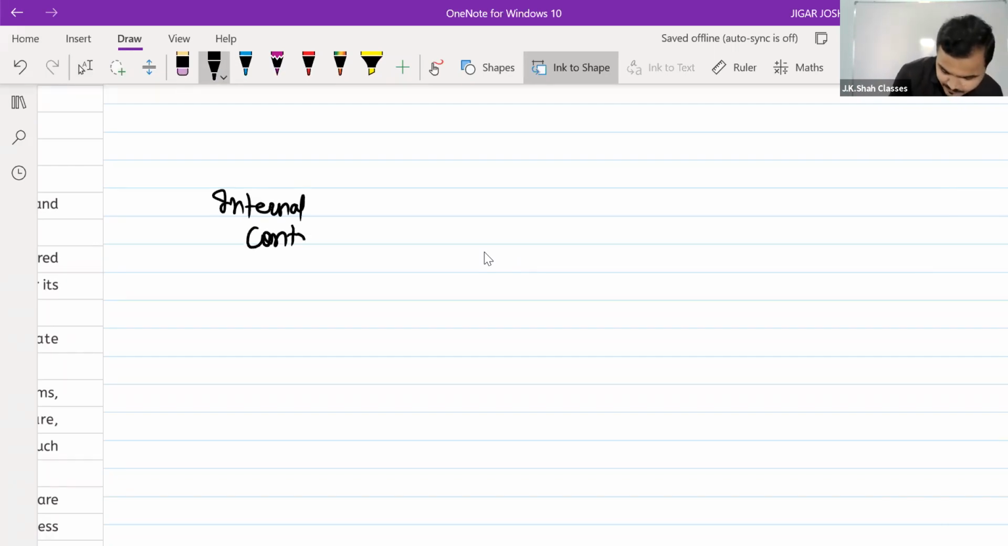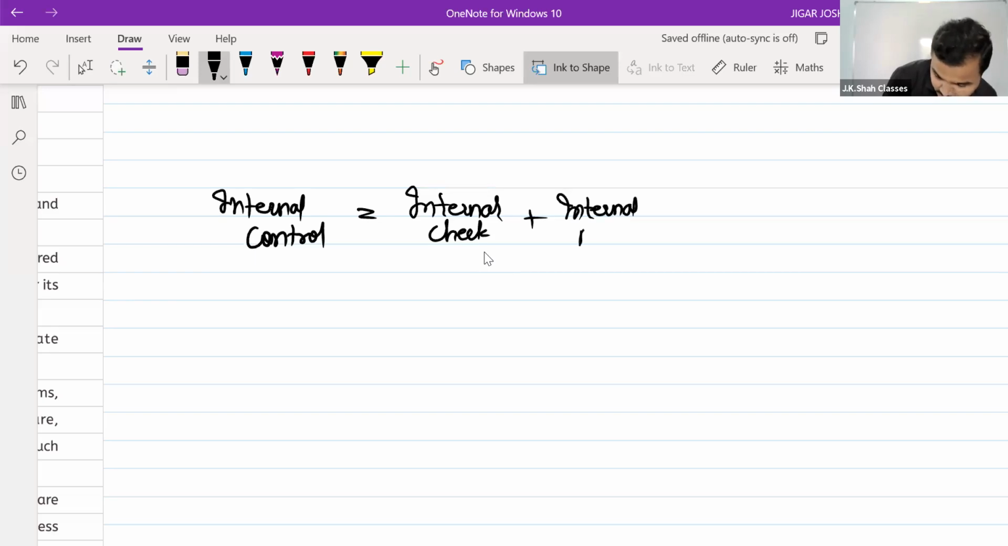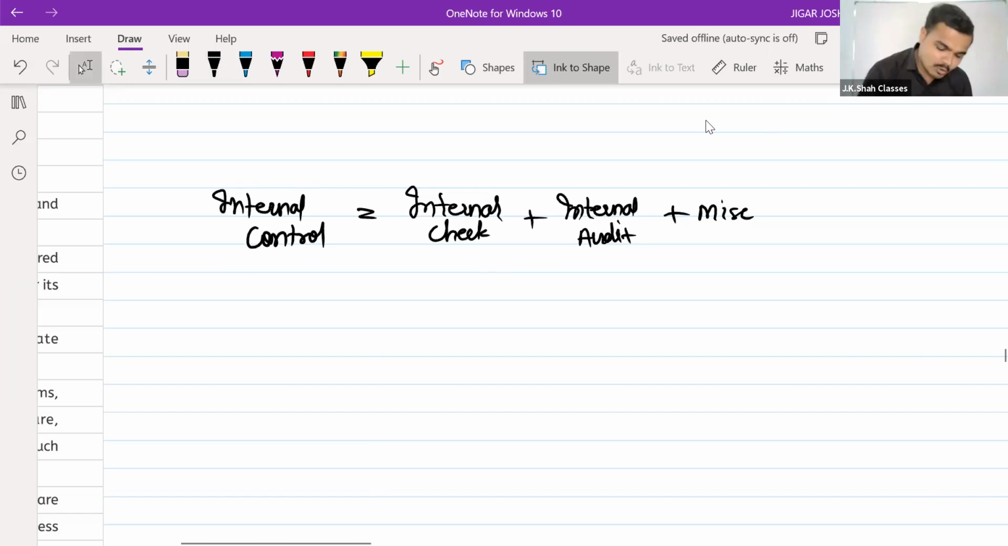First one, tell me people, what do you mean by internal control? Can you please tell me? Sir, internal control is equal to internal check plus internal audit plus miscellaneous. Yes, no? Yes, sir. Now in this scenario, my dear chartered, we are completely going to ignore whom? Sir, ignore miscellaneous.